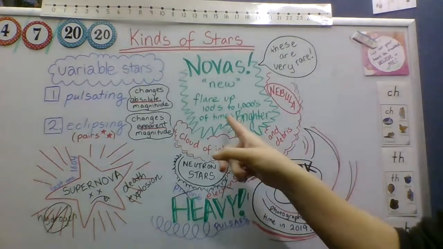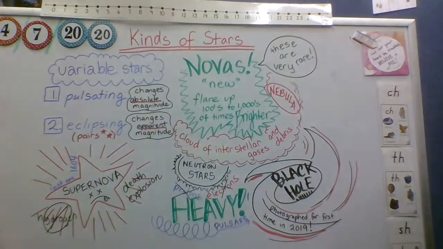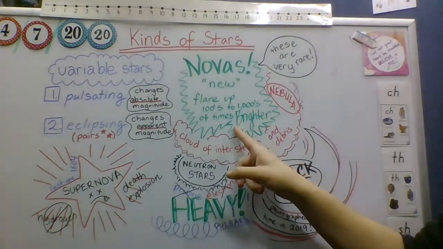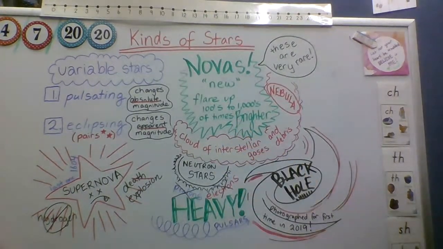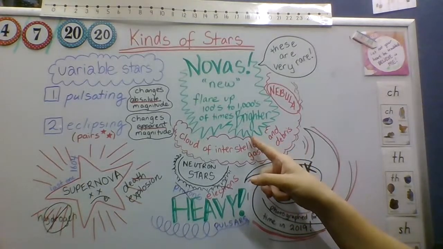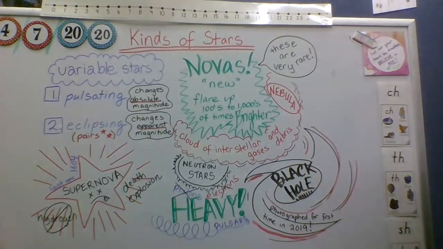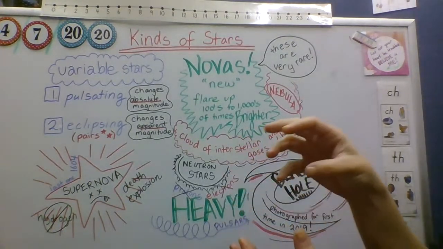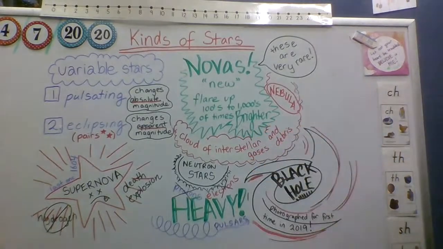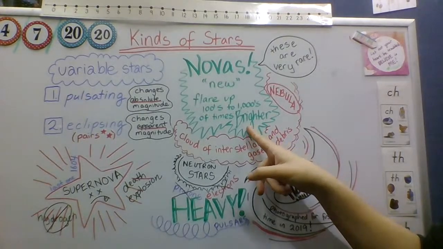Okay. Now, just like these eclipsing stars, novas are actually part of a pair of stars. And the reason that we think they flare up hundreds of thousands of times brighter than they would normally be is that the other star in the pair's gravity is pulling on that star and causes that flare up. And it's pulling gases out of that star and causing it to flare up really bright.